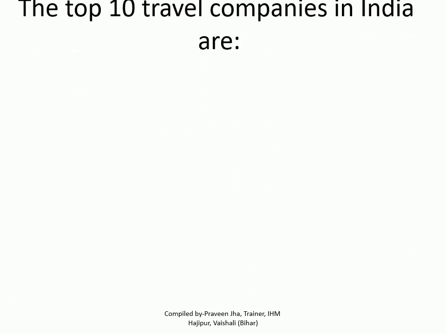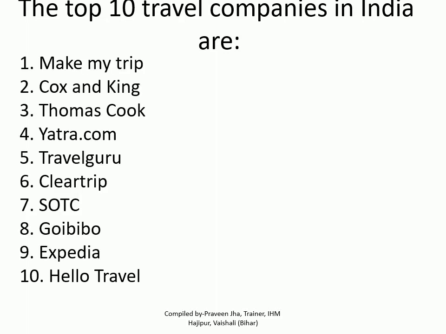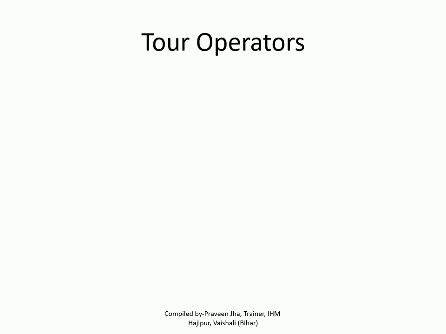The top 10 travel companies in India are: 1. MakeMyTrip, 2. Cox and Kings, 3. Thomas Cook, 4. Yatra.com, 5. Travelguru, 6. Cleartrip, 7. SOTC, 8. Goibibo, 9. Expedia, 10. Hello Travel.